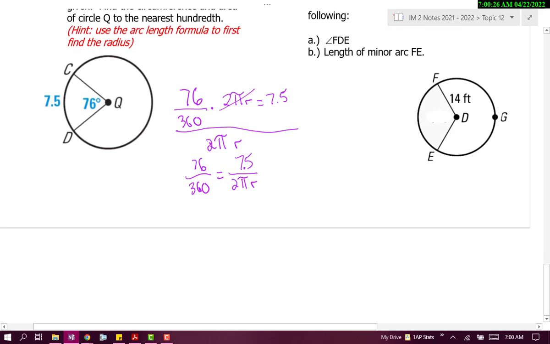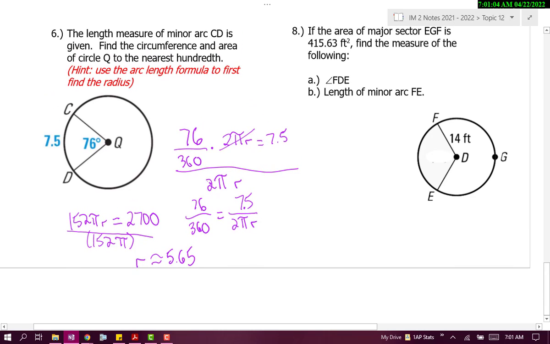So we cross multiply. We got 152 pi r equals 360 times 7.5, which is 2700. And now we'll divide by 152 pi. Because we're dividing by pi, we know that we're going to get a decimal answer. Make sure you put parentheses around the 152 pi because we want to divide by both of those things. When all is said and done, our radius turns out to be 5.65.